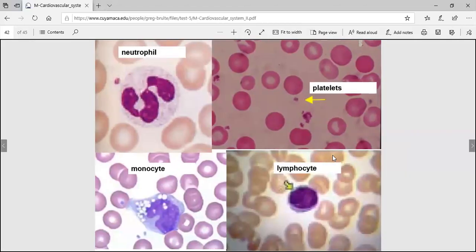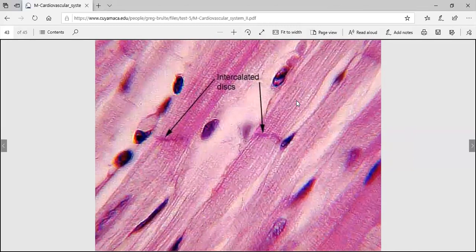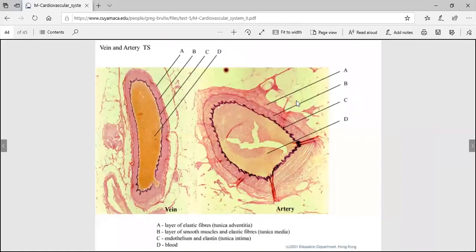This we already did. There's your neutrophil. There's your monocyte. There's your lymphocyte. Don't forget your platelets come from megakaryocytes. There's your intercalated disc in between some cardiac cells. And there's your vessels. I don't like this too much, but that's tunica interna, tunica media, tunica externa. You know that's an artery because it's ruffled. A vein's going to be smooth inside, not going to have as much muscle. These are just really bad examples. Just look in your book. They have better examples. And then we're done.